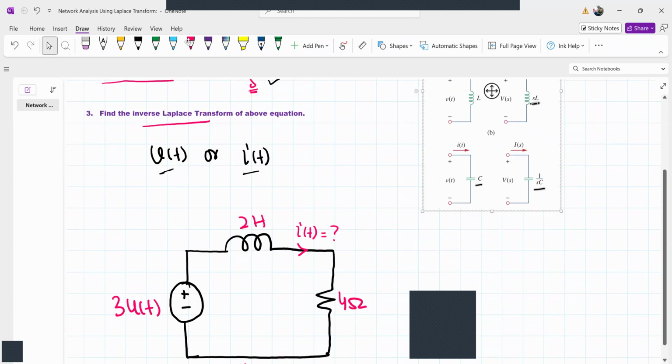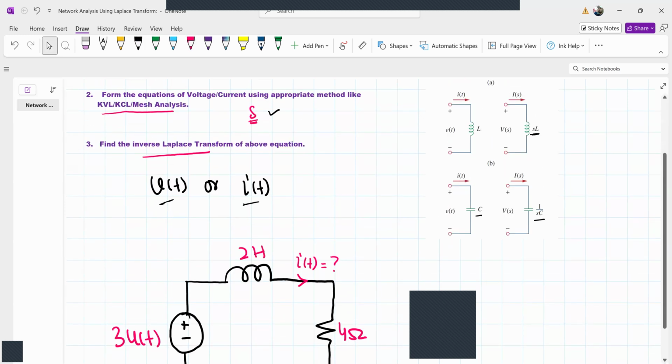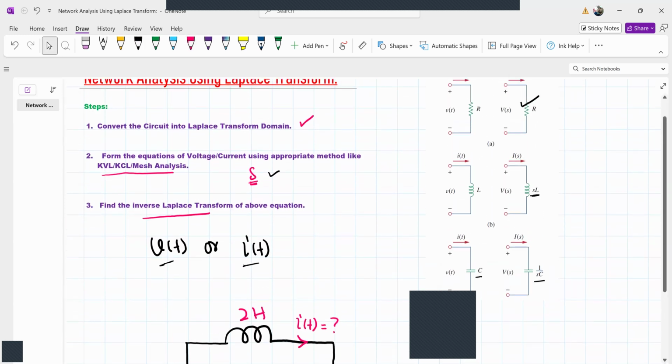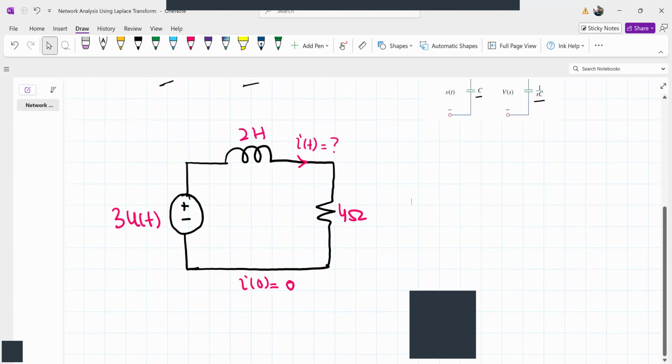Now s is the Laplace transform variable and L is 2 H, so we'll replace it by 2s because the initial conditions are given as 0. What happens to the resistor in the Laplace transform? It will be replaced by R, so this resistor will be replaced by 4.